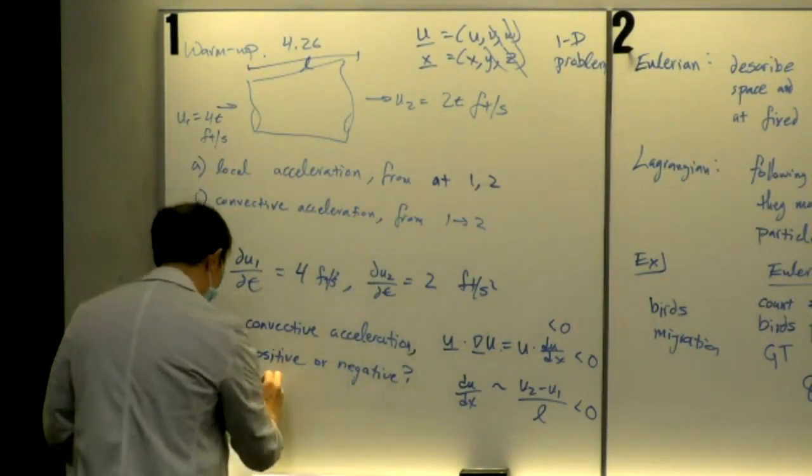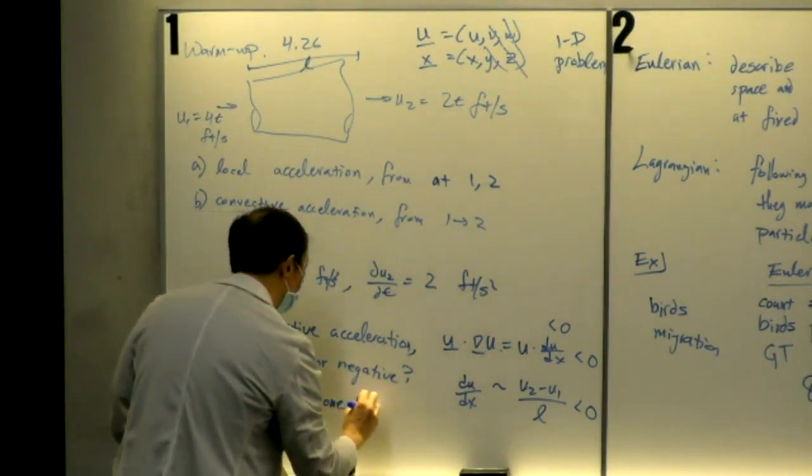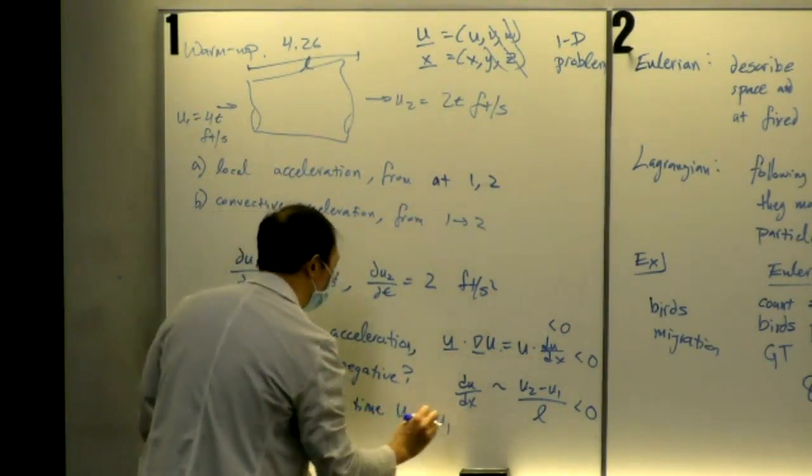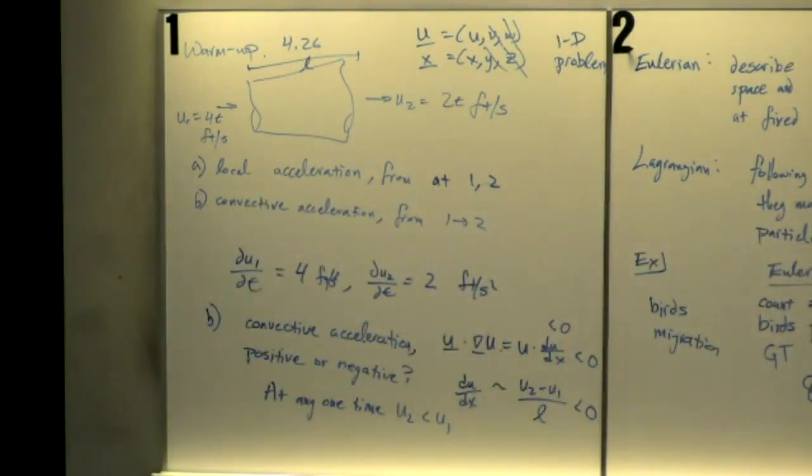And this is because at any one time, u2 is less than u1. All right. Okay. So now you have an idea of what convective acceleration is, which is always calculated between 2 points. All right, we're making a lot of progress.